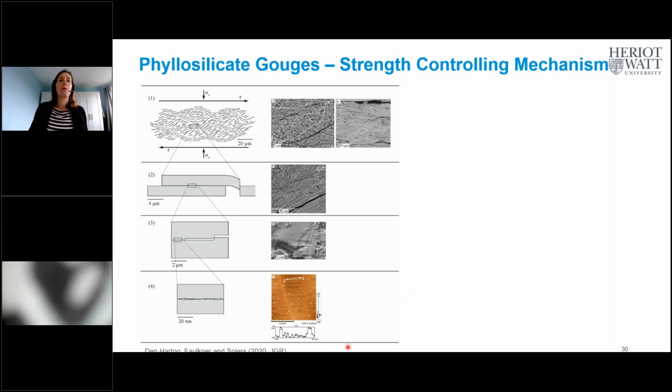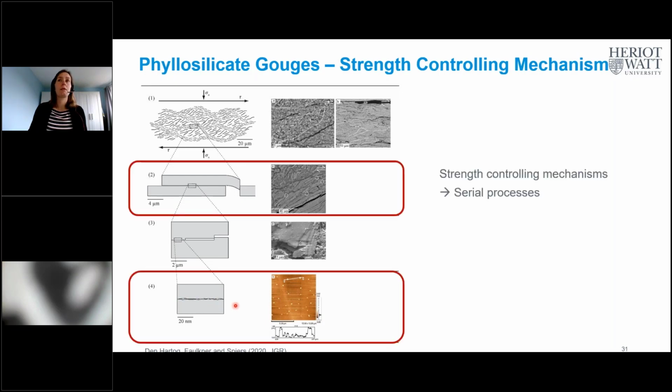This is a figure from the recent paper by myself and Dan Faulkner and Chris Byers, 2020 in JGR. As I mentioned, this large scale is not very likely to control the deformation because the strain you can accommodate is very limited. These interacting grain edges can actually control the strength, at least that's what we assume. What happens at the grain ledge scale, the resistance provided by those, is very similar to the resistance provided by the grain edges, so we don't need to consider that one separately. Finally, the roughness at the atomic scale will also provide resistance to slip. So what we've assumed is that both what happens at the grain scale and at the atomic scale control the strength of phyllosilicate gouges.